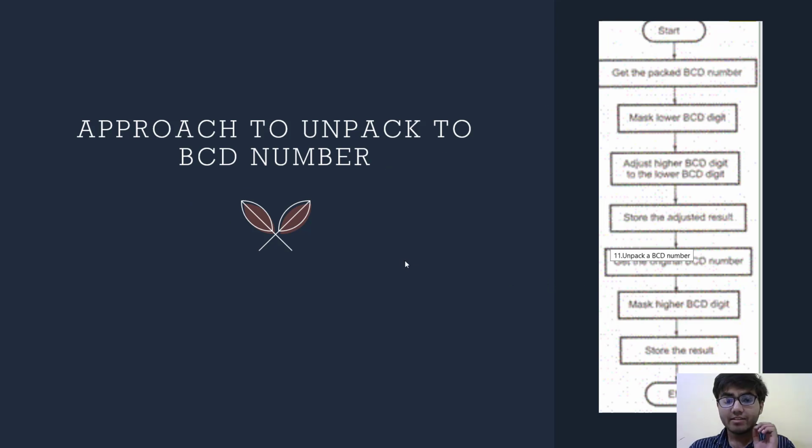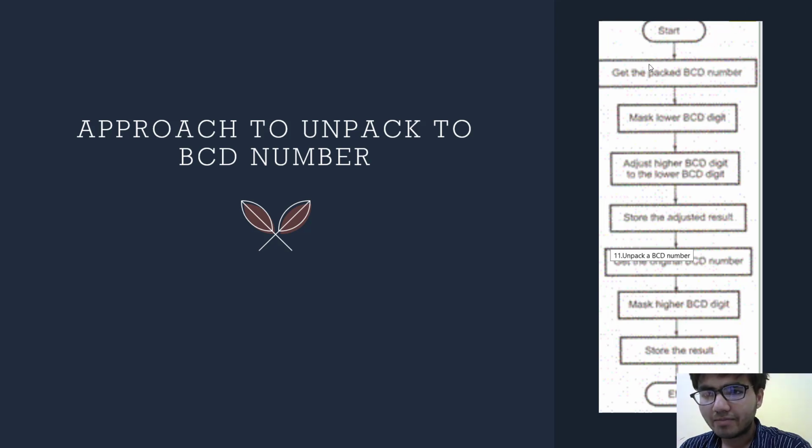What we had done in packing the BCD number, this code is just the opposite. We are taking a BCD number from a memory location and storing the result, the lower BCD digit, in one memory location, and the higher BCD digit in hexadecimal form in another memory location. So this is the flow chart of it.